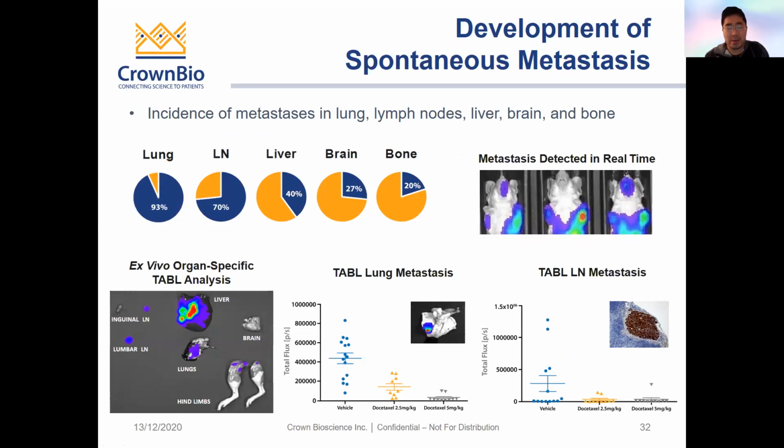So this got us thinking a little bit more. The model is quite good if you want to study the lung and the lymph node MET, which have a very high incidence. But if you want to focus on brain and bone, the model is probably not suitable because there's a low incidence. If you want a large cohort, it's not very practical.